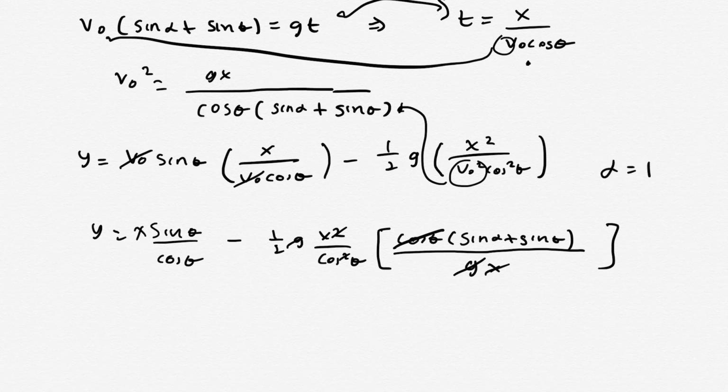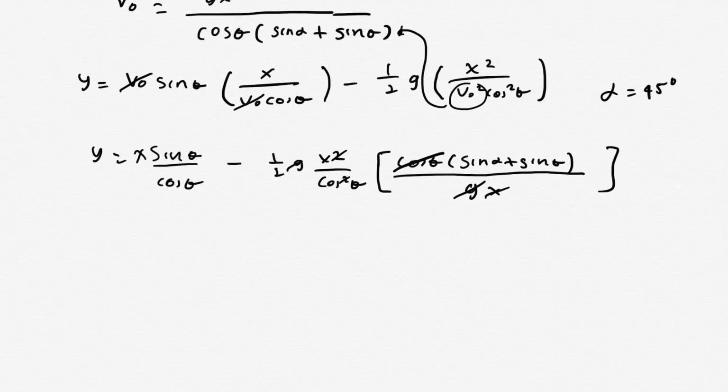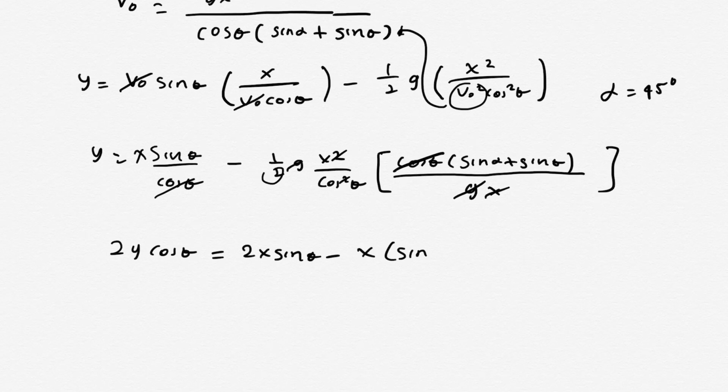Also, alpha is 45 degrees. I just wrote it as alpha to simplify the problem, and not to mention 45 degrees every time. So after a little bit of algebra, we can multiply cosine here and here and here, and we're gonna obtain the following result. And also by 2. 2y cosine of theta equals 2x sine of theta minus x sine of alpha plus sine of theta.